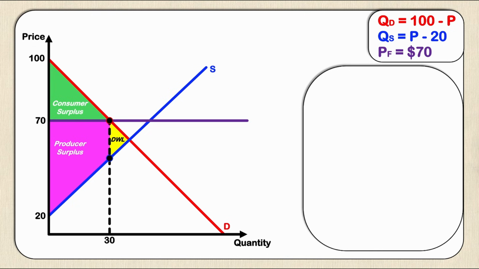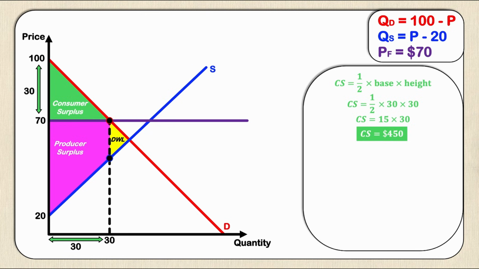So once again, you can see the consumer surplus is a triangle, but it's a little bit smaller this time. So consumer surplus is half base times height, but this time the base is the distance between the origin and 30, and the height is the distance between 70 and 100. So now we have consumer surplus is equal to half times 30 times 30. Half of 30 is just 15, so consumer surplus is 15 times 30, which equates to a value of $450. This is significantly less than it was before the price floor was implemented. So the consumers end up losing a lot in this situation.